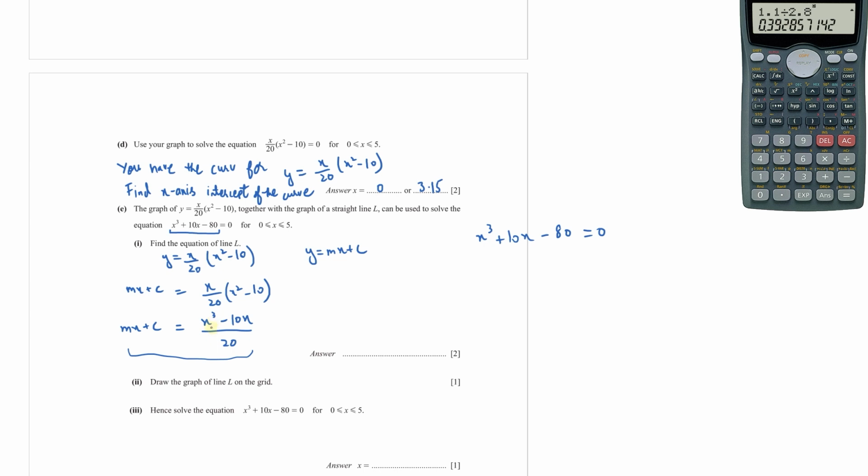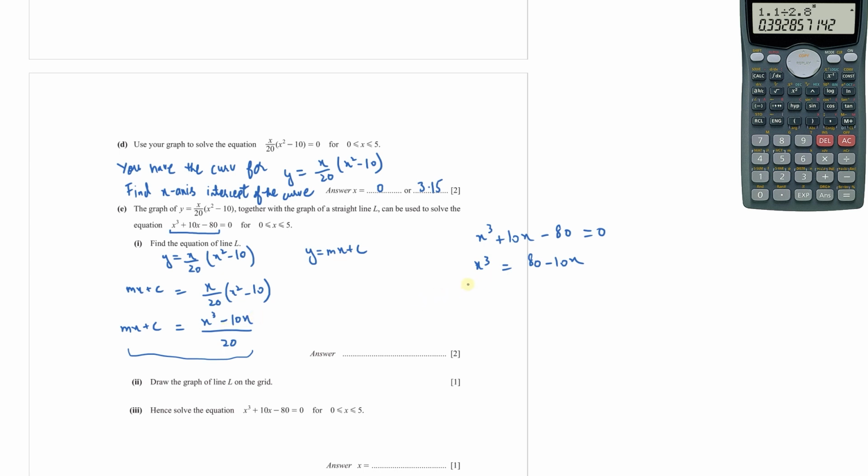So what do I have in the equation of this curve? I have x cubed. So let's keep x cubed on one side and take the rest to the other. So I'll get 80 minus 10x. And then I have to subtract 10x. So I'm basically building up the equation of the curve on one side. So on the other side, I will get the equation of the line.